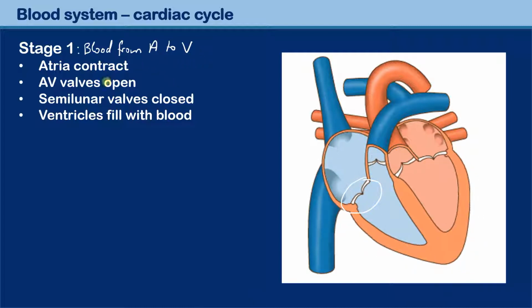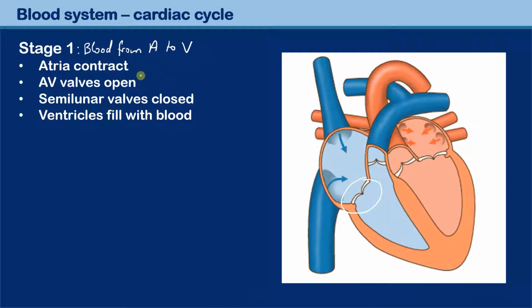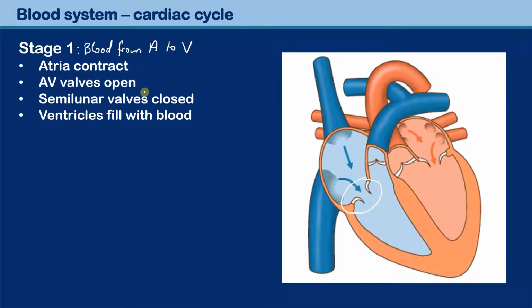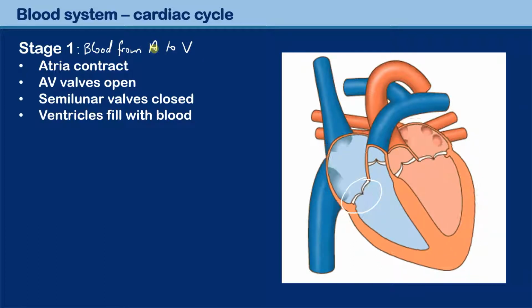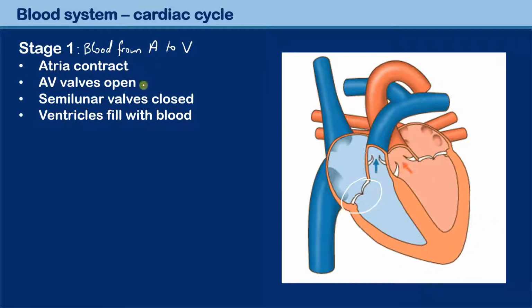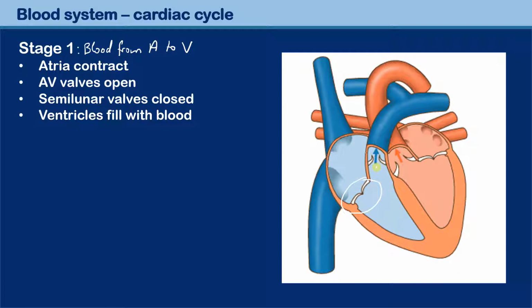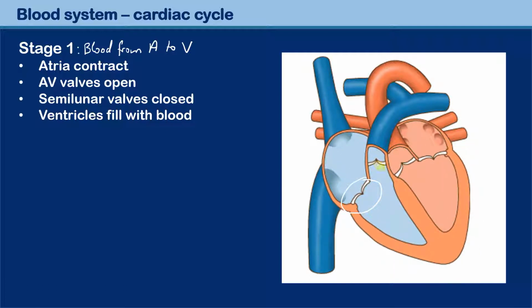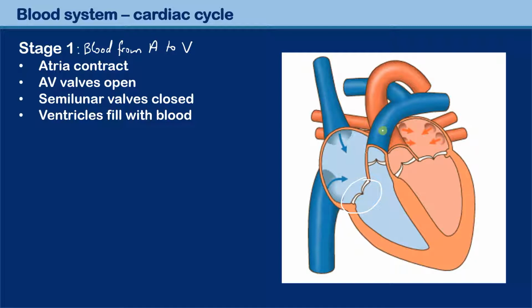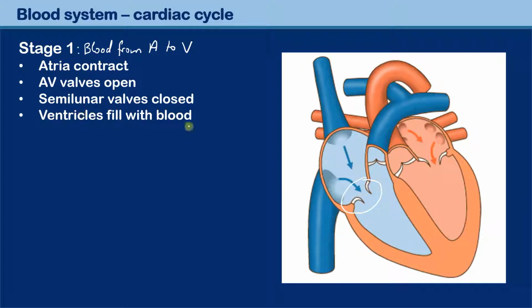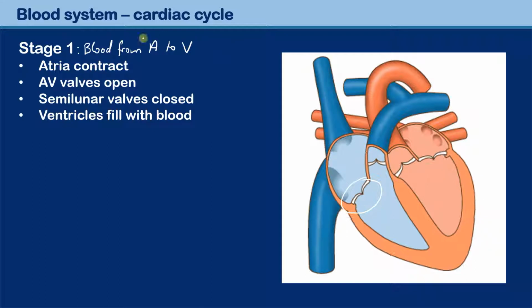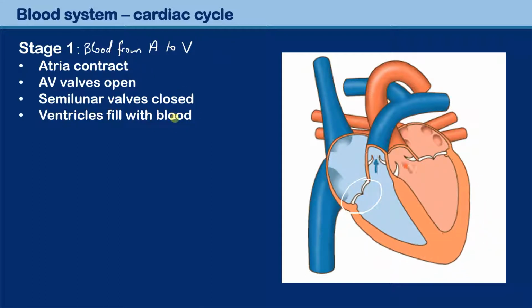Some students like to memorize this by heart, but I personally would not recommend that. Just remember, the blood flows from the atria to the ventricles. And for this to happen, the atria have to contract, of course. Therefore, the AV valves have to open. And the other valves, which direct the blood out into the arteries, have to be closed at that time, otherwise the ventricles are not able to fill with blood. So I personally would say, if you understand the events, it's enough to memorize only what happens here, and the rest automatically follows.